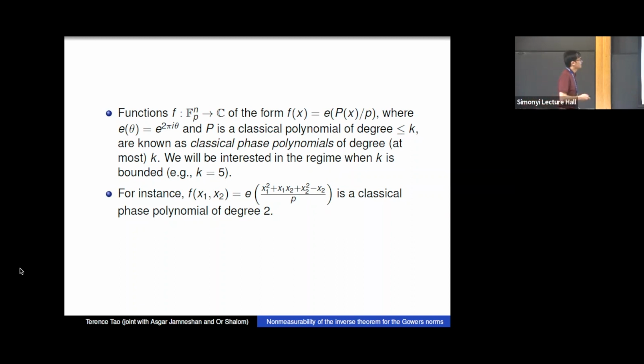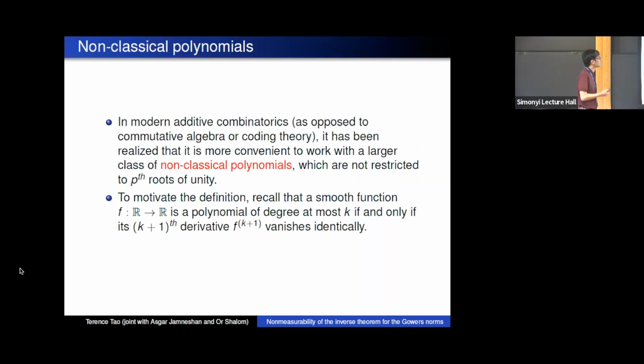For the type of mathematics I do, additive combinatorics, it's been realized over the last 10, 20 years now that actually it's more convenient to generalize the notion of a classical polynomial to what are called non-classical polynomials, which also take values on the unit circle, but are not restricted to be p-th roots of unity. So they're defined a bit differently. So the motivation is that there's another way to define a polynomial. So instead of decomposing into monomials, recall that if you have a smooth function, let's say of one real variable, a smooth function is a polynomial of degree at most k if and only if when you differentiate k plus 1 times, it vanishes. So a quadratic is a function whose third derivative vanishes, for instance.